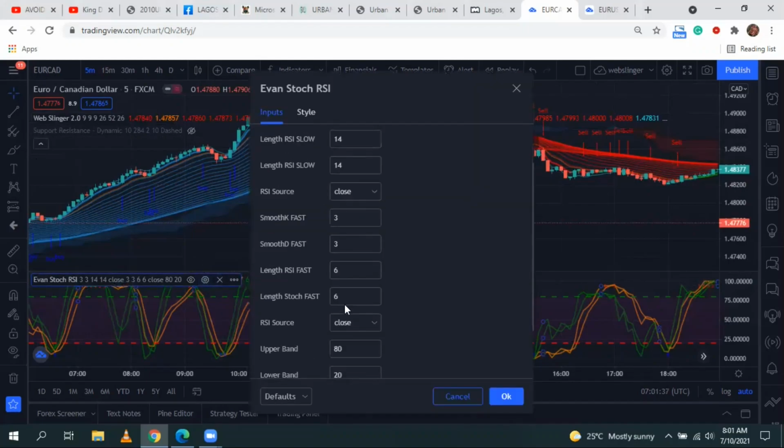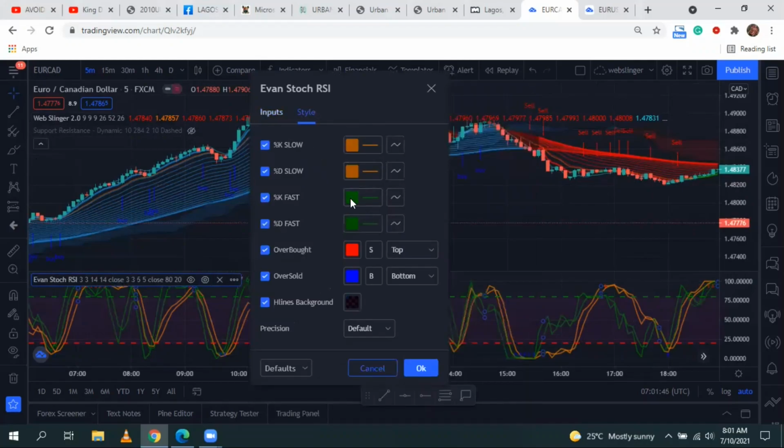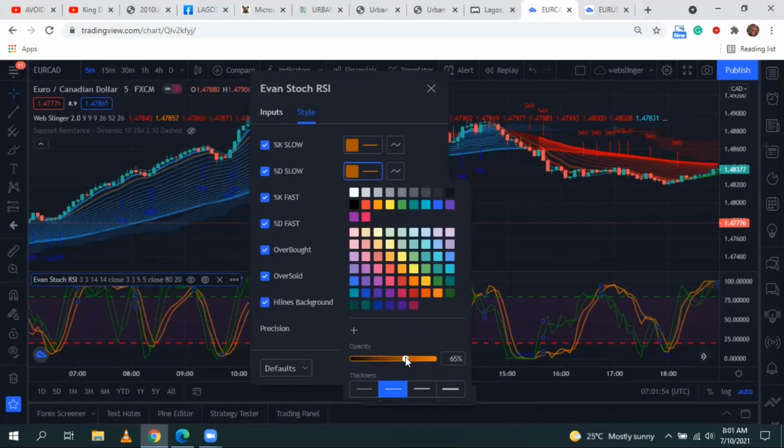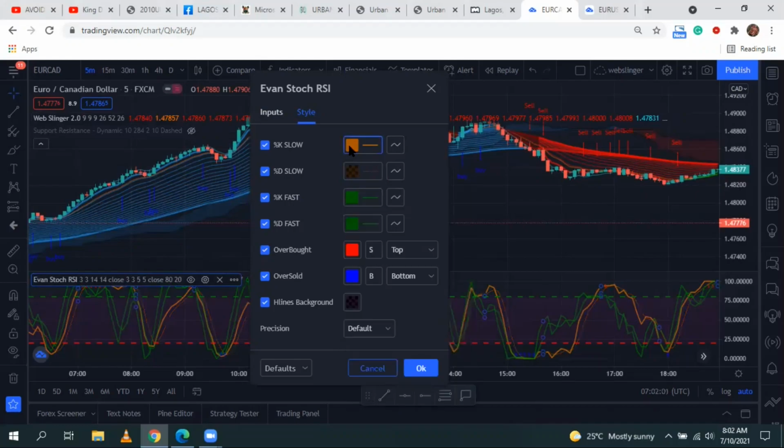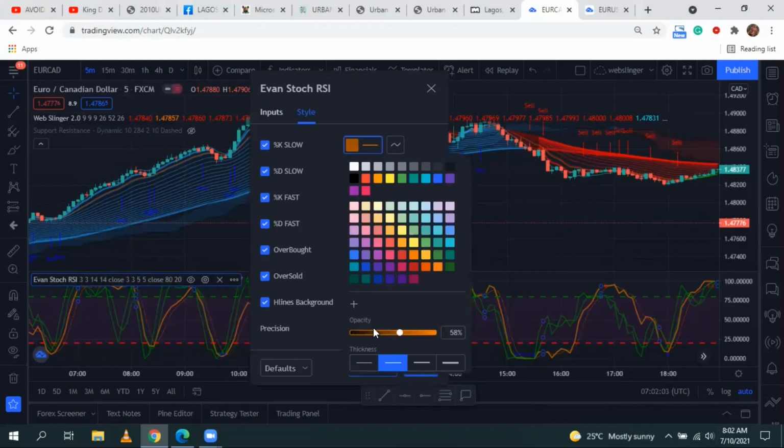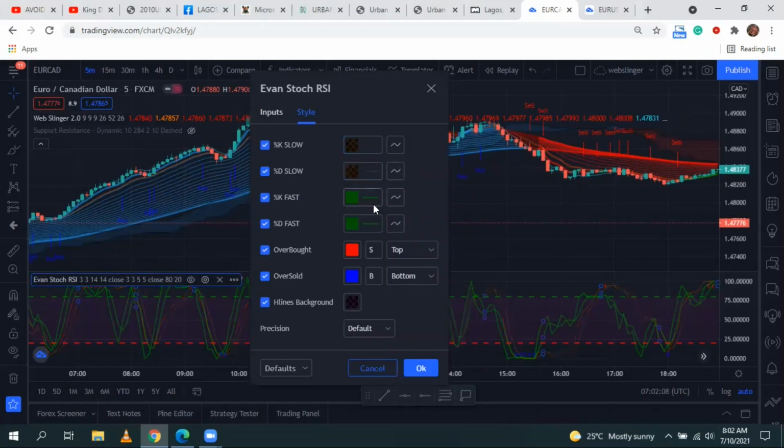Then you change the first one to 5.5. We are not using 6.6. You change it to 5.5, right? Then what else? You come to the styling. The slow one, we don't really need that much. So we are going to reduce the opacity. We are more interested in the first one. It's not like you won't see it, but you need the first one better.